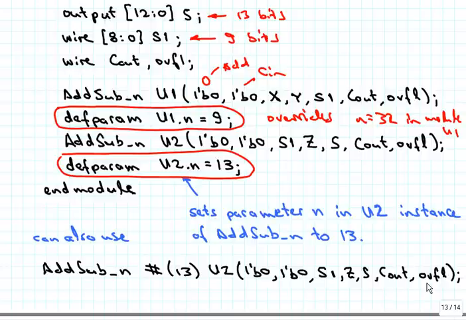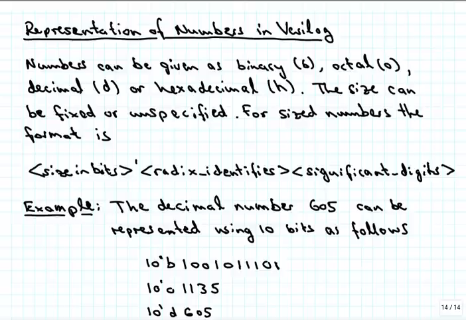We have been using numbers of the form 1'b0 in order to pad some of our quantities with a 0, or to just simply set a binary 0, for example, for the add subtract control. And the more general case of specifying numbers actually goes along the lines of this specification here.